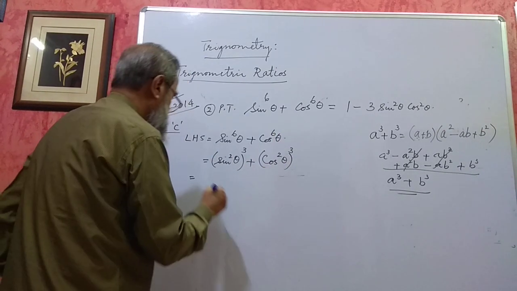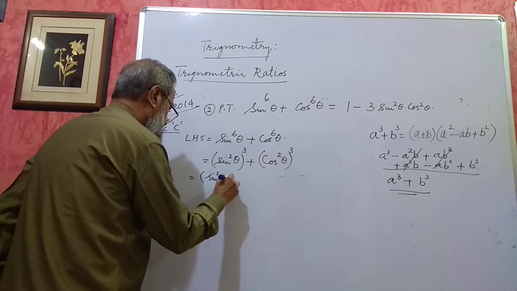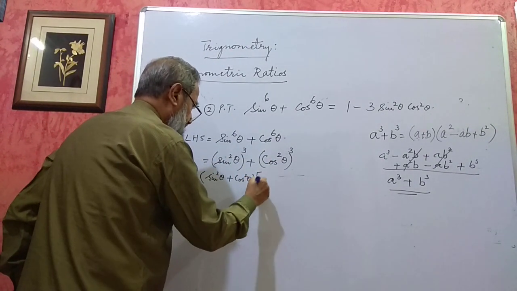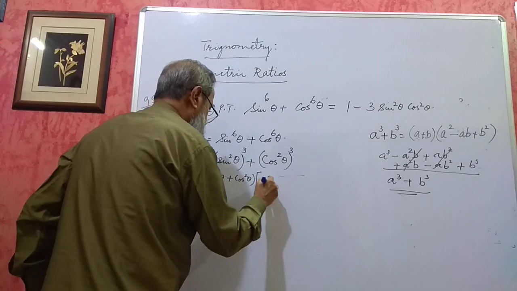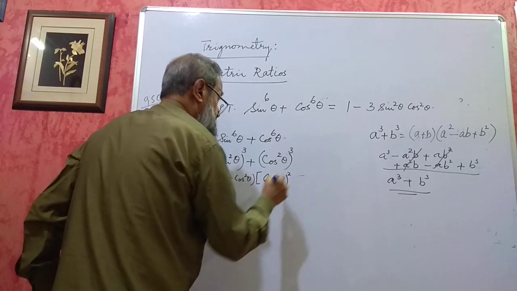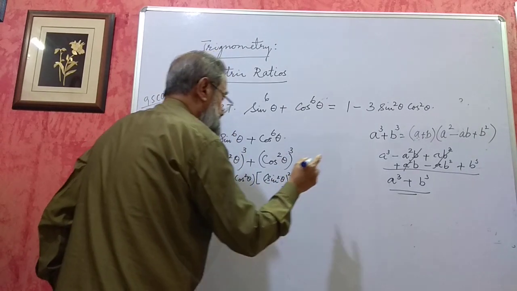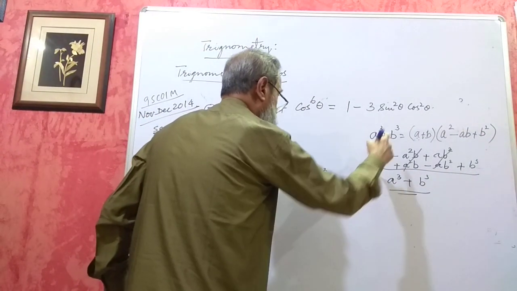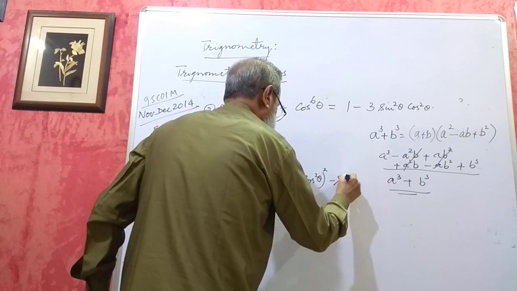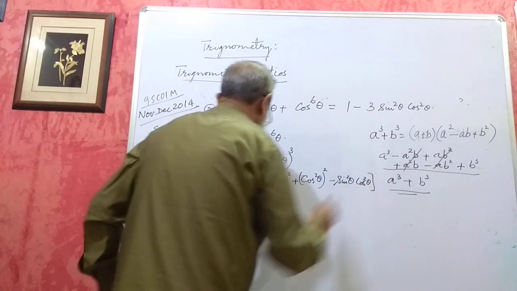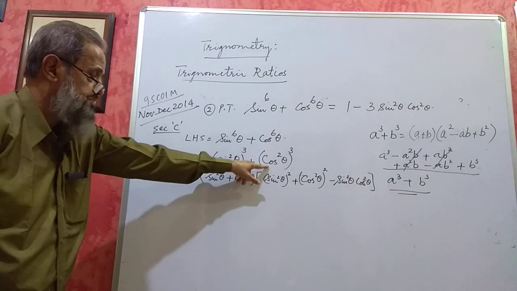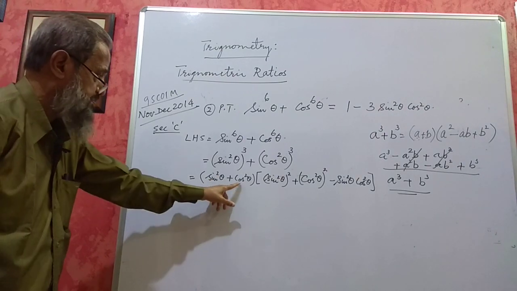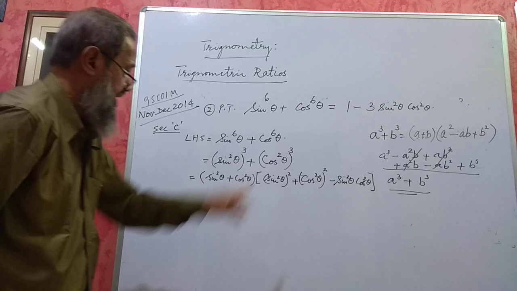What you get will be a plus b, means sine square theta plus cos square theta. A is sine square theta, b is cos square theta, multiplied by a square, that is sine square theta the whole square, plus I'll take b square, cos square theta the whole square, minus ab. Ab will be sine square theta cos square theta. This is a cube, this is b cube. In the place of a, you have sine square theta. In the place of b, we have cos square theta. So a plus b into a square plus b square minus ab, I got it.